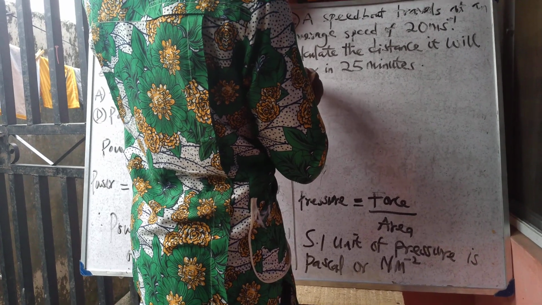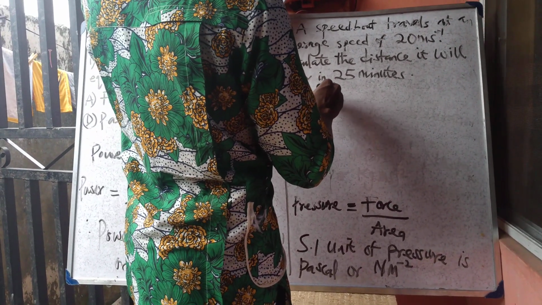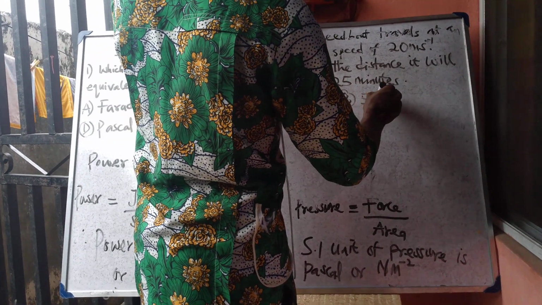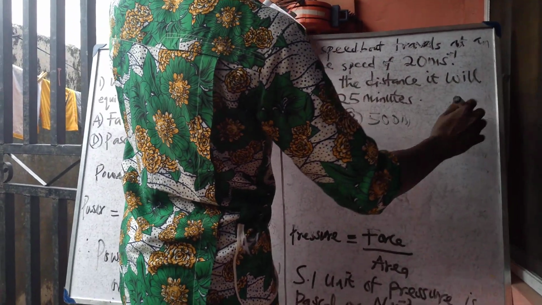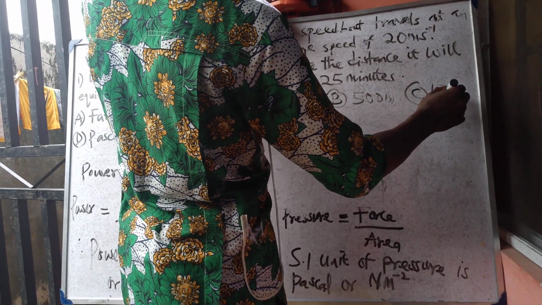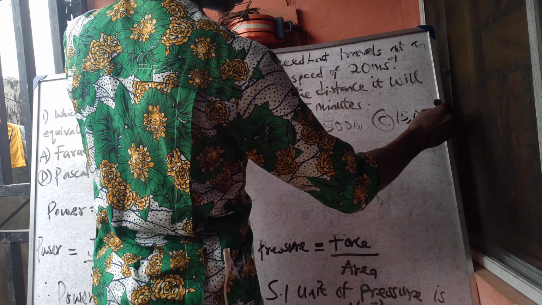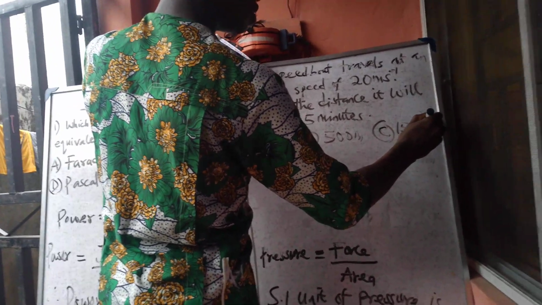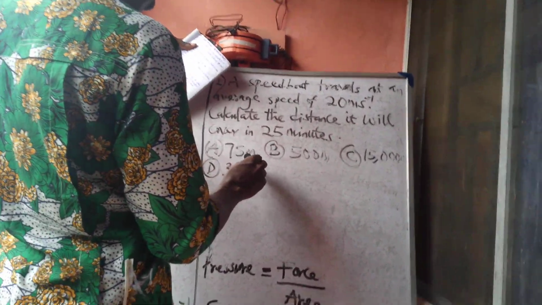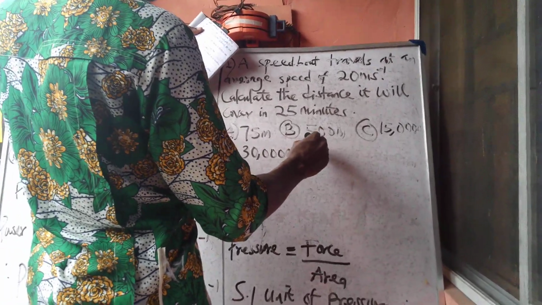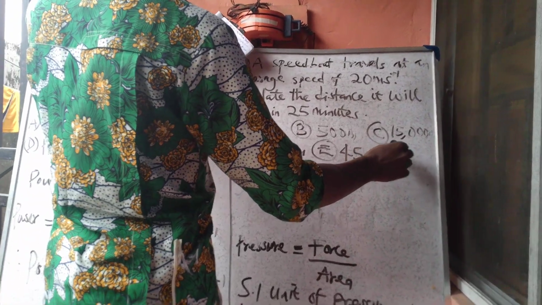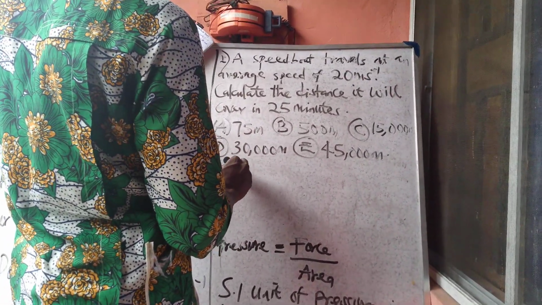A, we have 75 meters. B, we have 500 meters. C, we have 15,000 meters. D, we have 30,000 meters, and E, we have 45,000 meters. Solution.